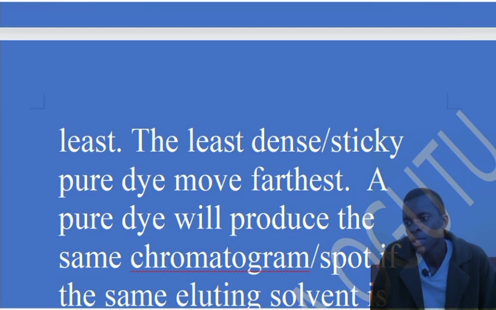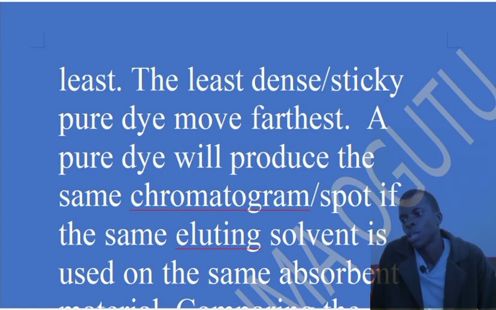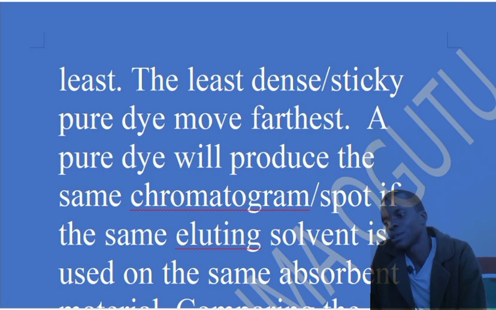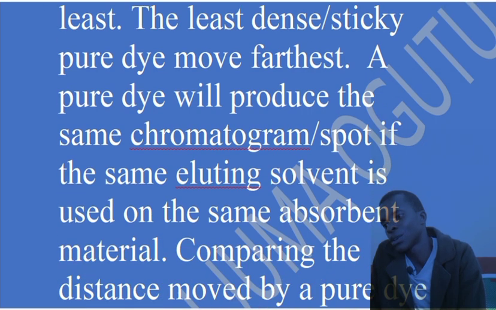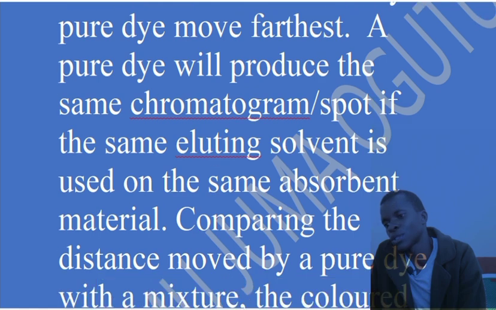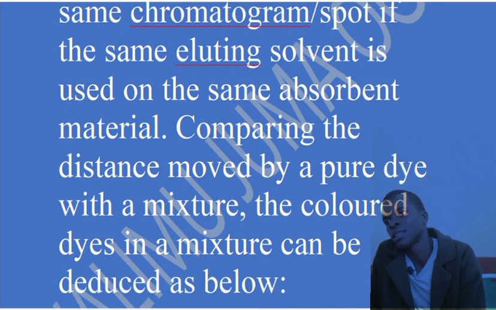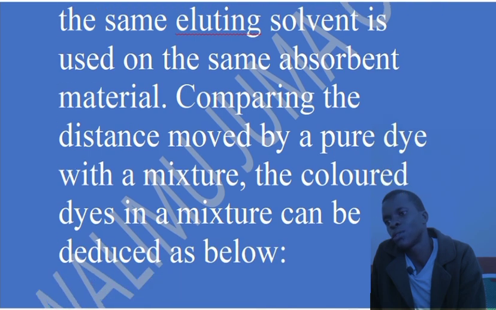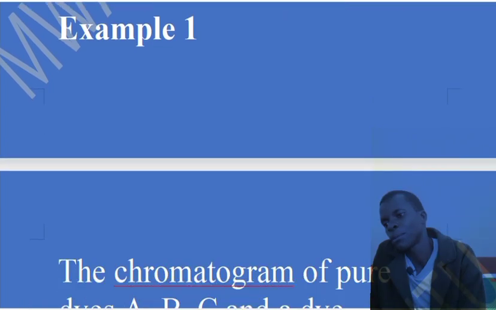Now this is the image that we have. You can see that we have this diagram here. The dotted line with red color is what we are calling the baseline. The continuous line with the red color we are calling the solvent front. You can see that the A, B, C, D spots are on the baseline, that's the origin.